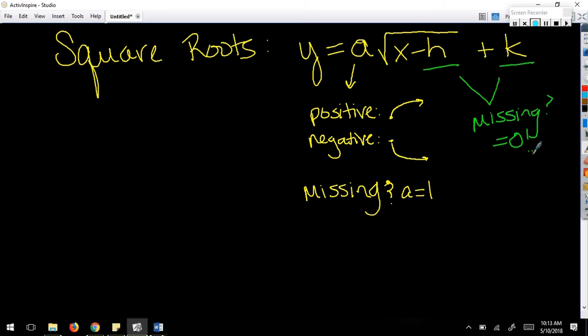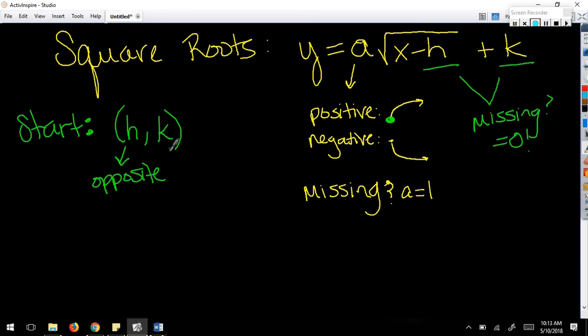One other thing this equation tells us, it tells us our start point. The H and K together. Just like with our parabola when we were finding the vertex. This is the same thing because this is half of a parabola on its side, and this would be the vertex. So that's your start point. You just take them from the equation. H, though, is opposite sign. K is same sign.